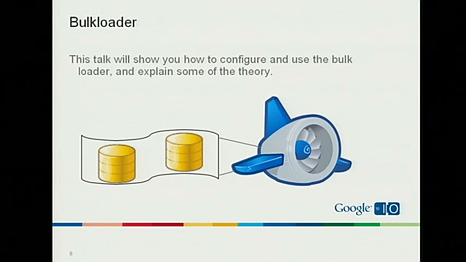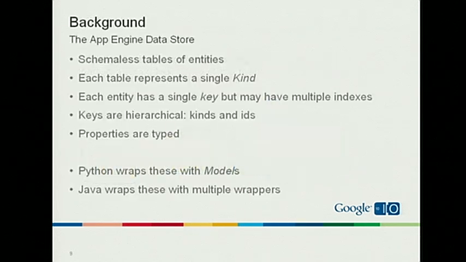Even though the title of this talk is Data Migration in App Engine, it's not really about schema migration, though I suppose you could use the bulk loader for it by downloading all of your data with one schema, then uploading it all with a slightly different schema to a different kind. It's not meant for that. It could work for it. So again, I'm going to show you how to configure and use the bulk loader.